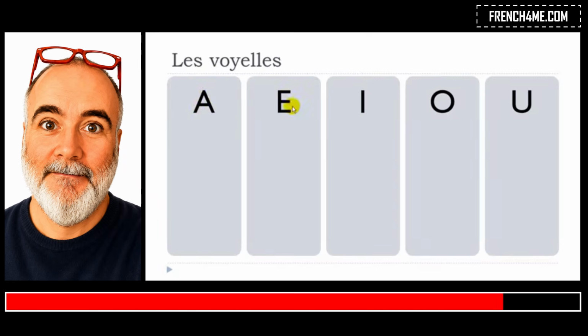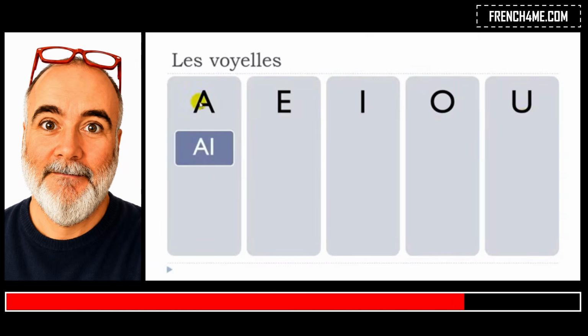Okay, so remember one more time. A, E, I, O, U. Okay, remember this U can be quite tricky for English-speaking persons, especially the difference between the U and the U. Okay, but we'll see that a bit later.